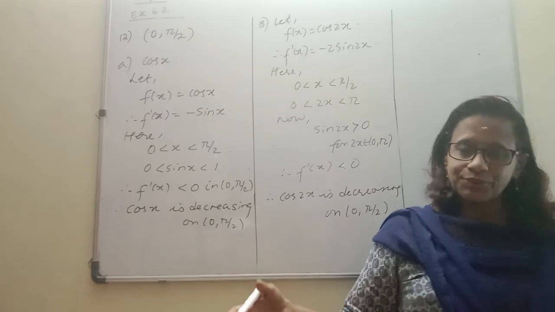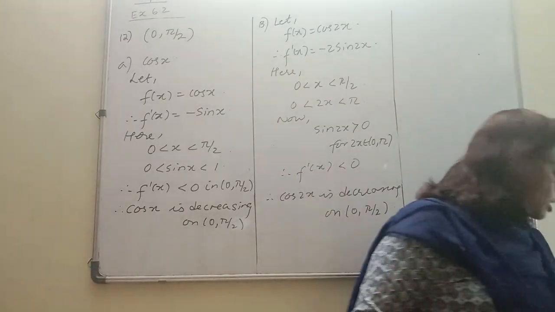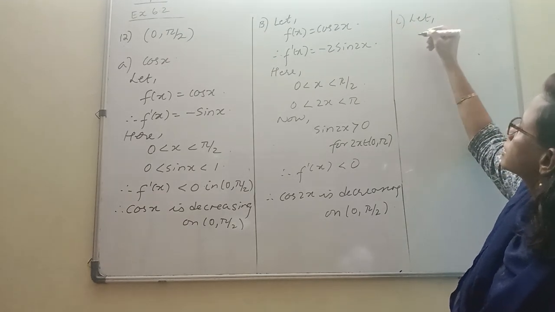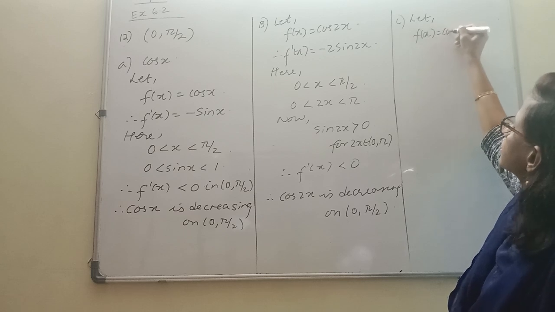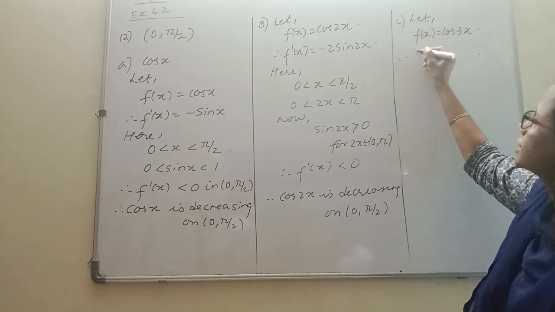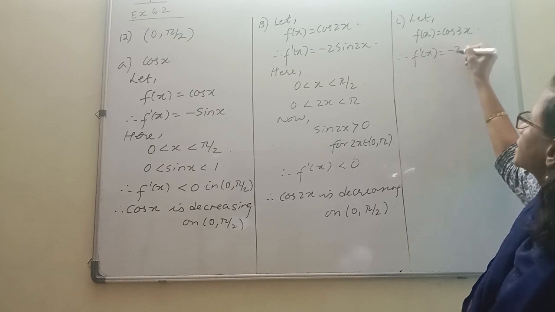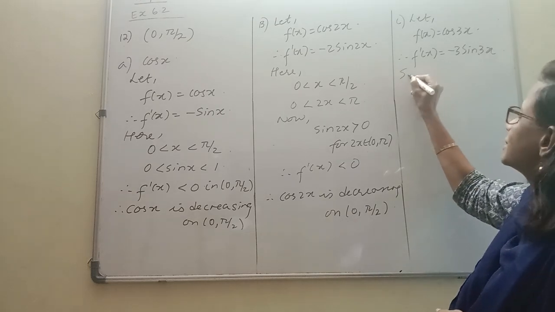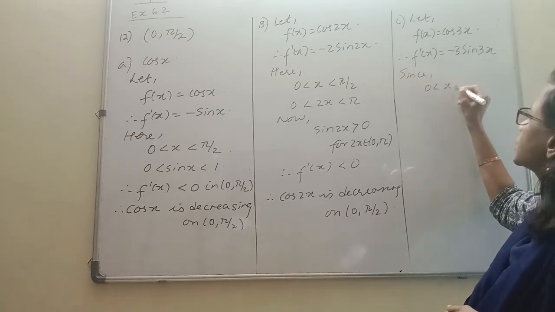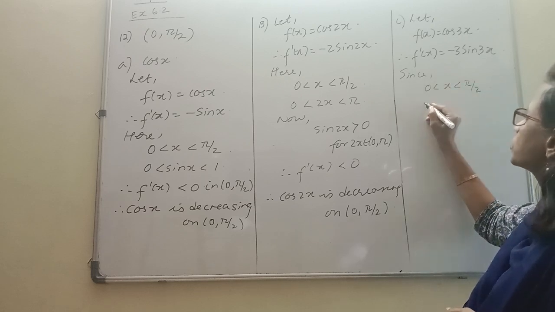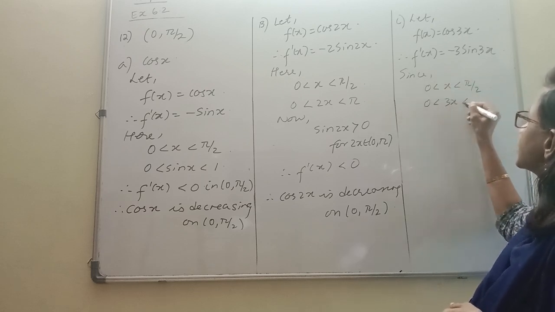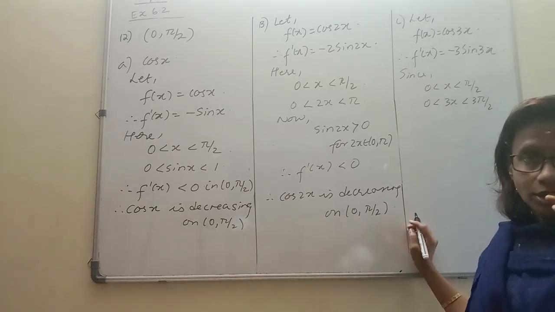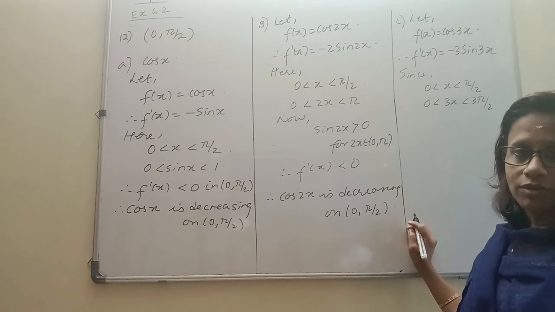Okay, it continues. You have the third subpart, which says that it is cos 3x. Same story. F dash x becomes minus 3 sin 3x. Now let's see how the domain is varying. Since we have 0 less than x less than pi by 2, what happens to 3x? 0 less than 3x less than 3 pi by 2. That means our 3x takes values from the first quadrant, second quadrant, up to the third quadrant.